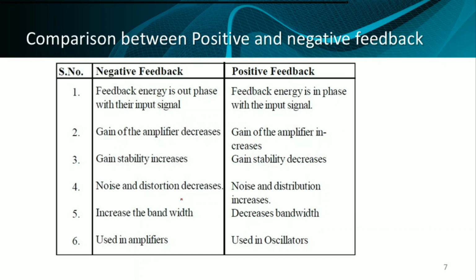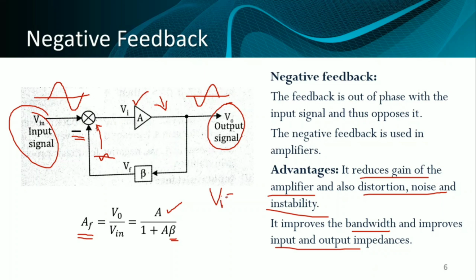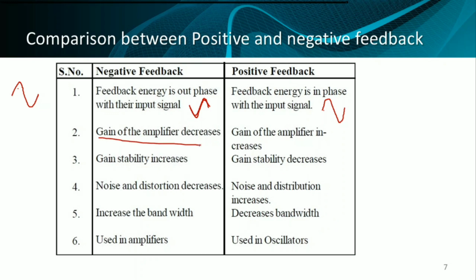Now let us compare positive and negative feedback. As I told you, in negative feedback, if this is your input sine wave, you will have an out of phase signal, that is, a minus sine output. Here you will have a plus sine output. These two signals are the same and these two signals are out of phase. Because we decrease, in the previous case Vi is equal to Vin minus Vf, right? So you are reducing the input. It means that the gain is decreased here, but here the gain is increased.